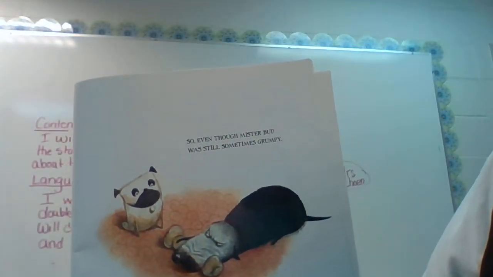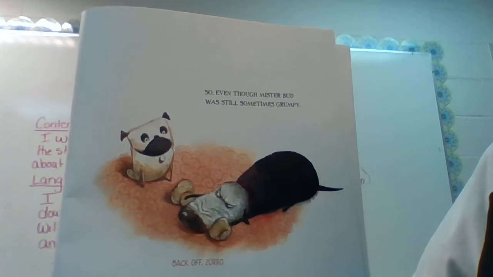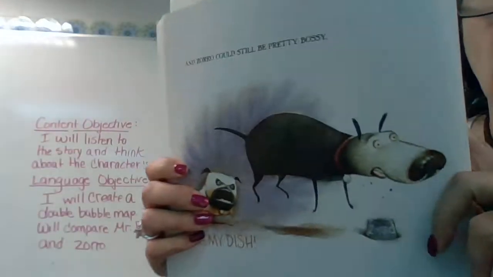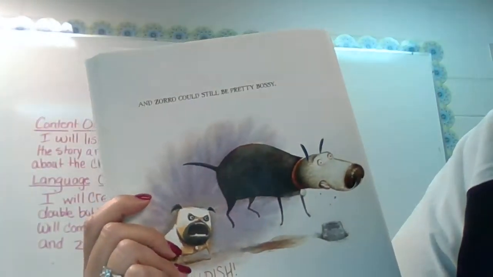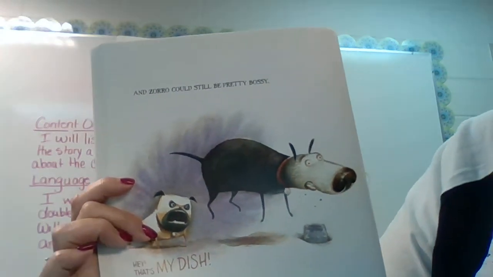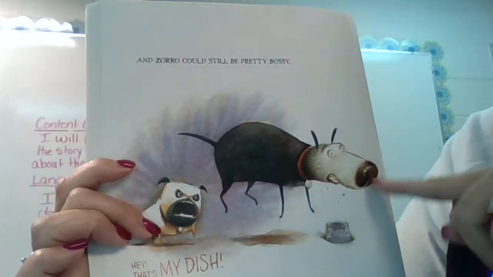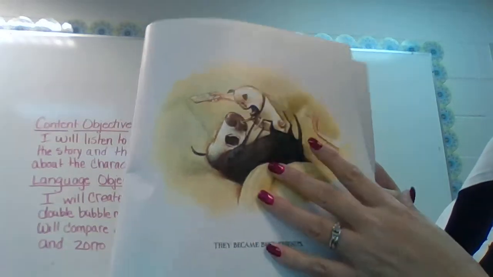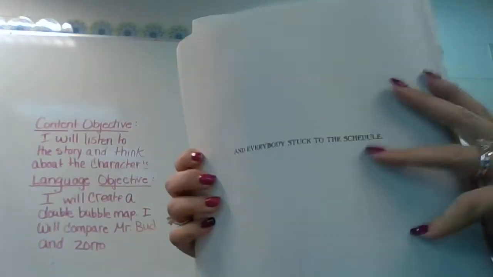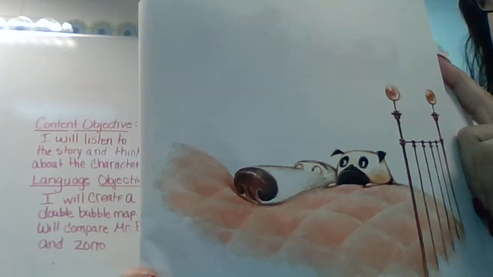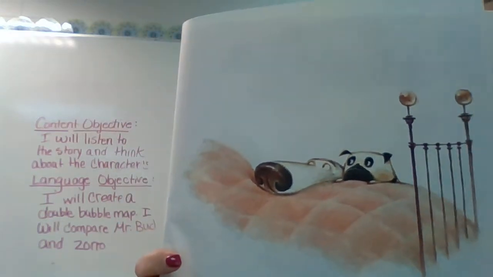So even though Mr. Bud was still sometimes grumpy, back off, Zorro. And Zorro could still be pretty bossy. Hey, that's my dish. Look at how he scared him. He's like, yay! All up off the ground. He's all scared. They became best friends. And everybody stuck to the schedule. There they are, waking her up in the morning again.